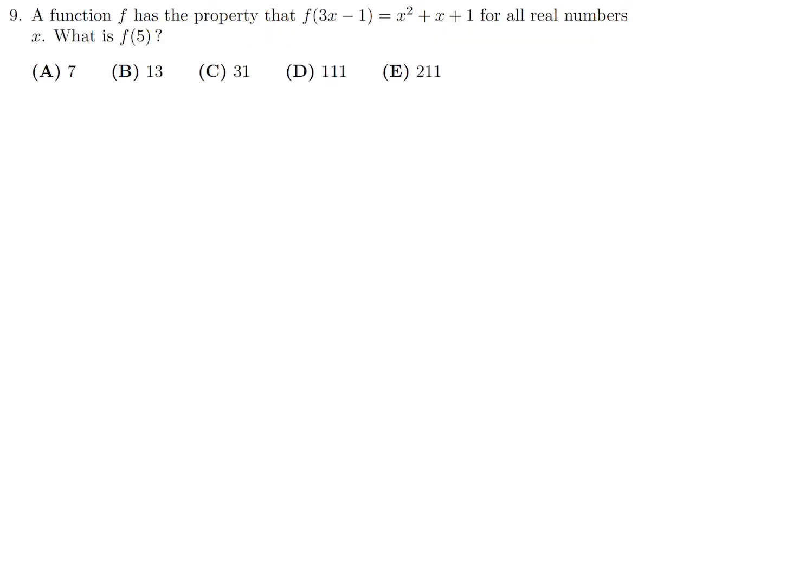A function f has the property that f of 3x minus 1 is equal to x squared plus x plus 1 for all real numbers x. What is f at 5? F at 3x minus 1 is equal to x squared plus x plus 1. And then they want you to figure out f at 5. Okay, be careful. Don't put 5 as the value for x. Don't do a knee-jerk reaction here.